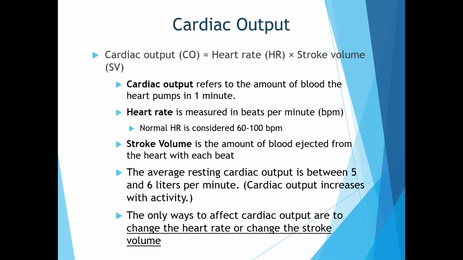Okay, cardiac output. So this is really referring to the amount of blood that our heart pumps in 1 minute. So how much blood are we pumping out? To get that, we need to multiply our heart rate by our stroke volume. Heart rate is pretty simple. That's beats per minute. So how many times our heart beats in a minute. The stroke volume is the actual amount of blood ejected from the heart with each beat.